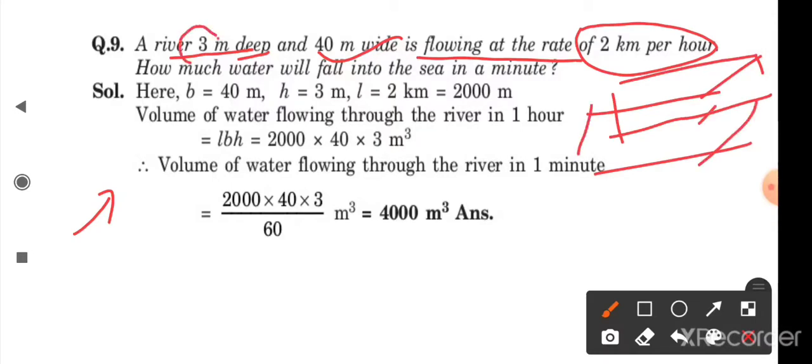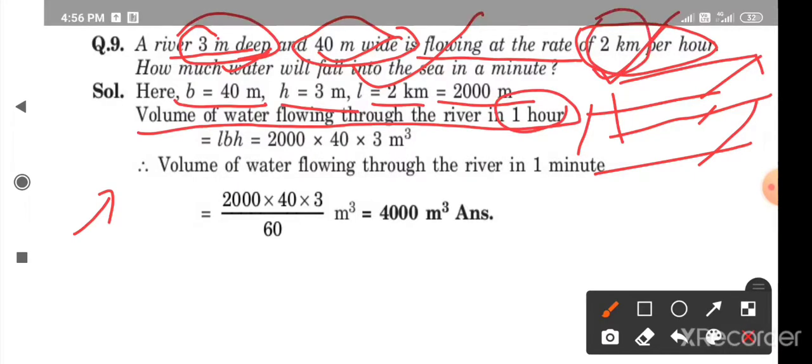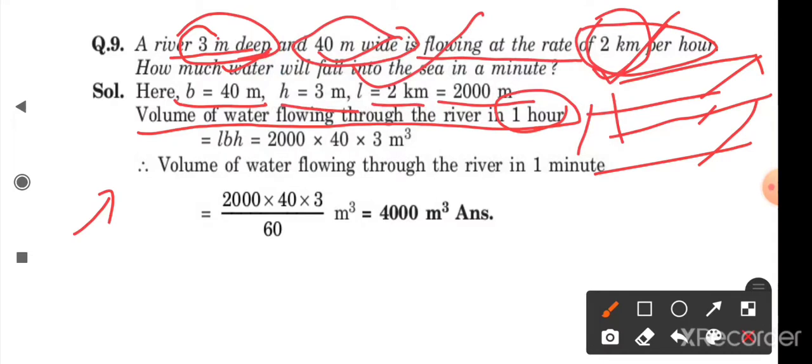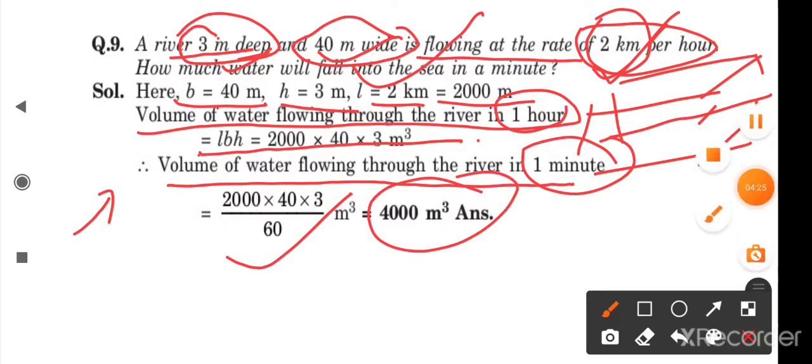So the height or depth is 3 meter. The width is also given, 40 meter, and the length is 2 kilometer. So we have mentioned all the things here. Width is given, height is given, length is 2 kilometer, and we have converted it into meter. Now the volume of water flowing in 1 hour, because the length of water is also for 1 hour, will be L into B into H. Now the volume of water in 1 minute will be this divided by 60, and the answer will be 4,000 meter cube.